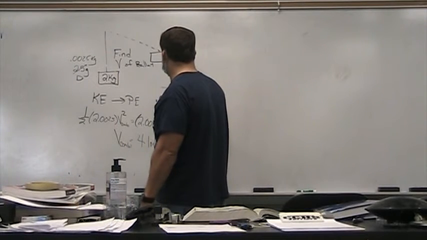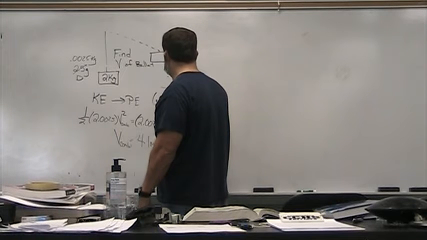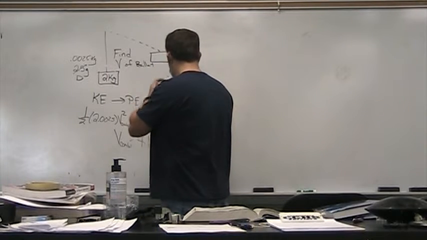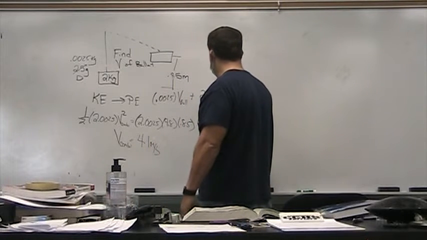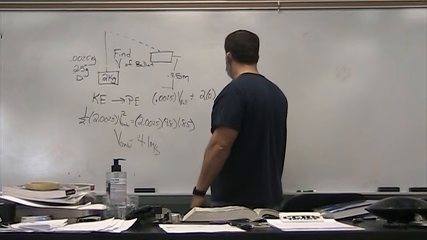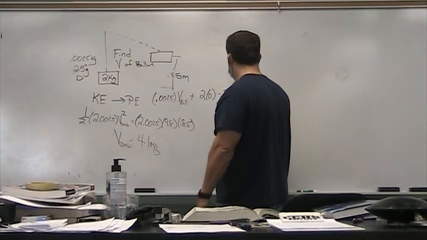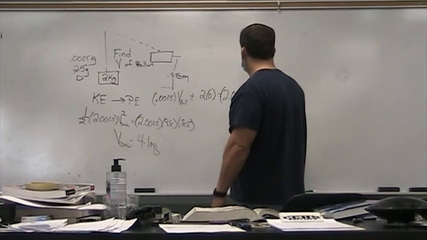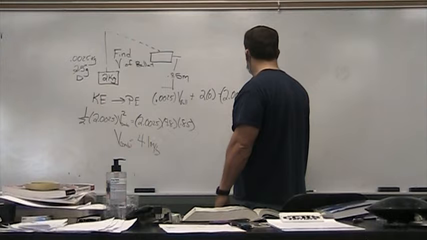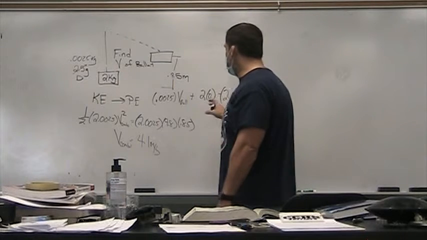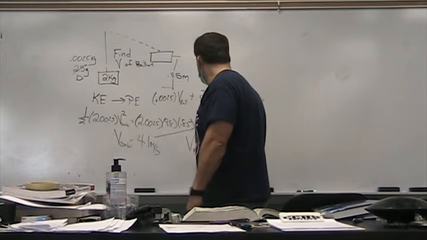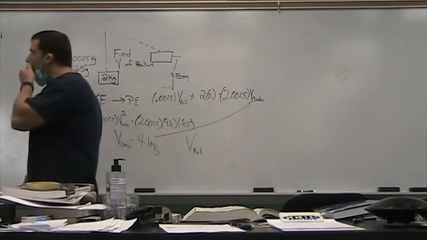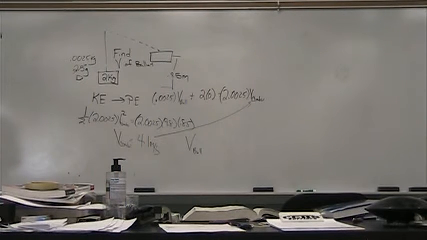Mass of the bullet, 0.0025, times the velocity of the bullet, plus the block, which is 2 times 0, is equal to 2.0025 times the velocity of the combo. So basically, I take this, plug that in here. What's the velocity of my bullet?